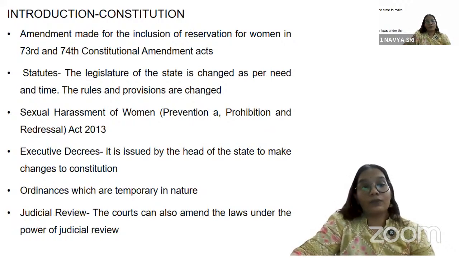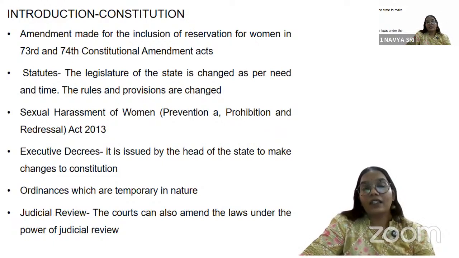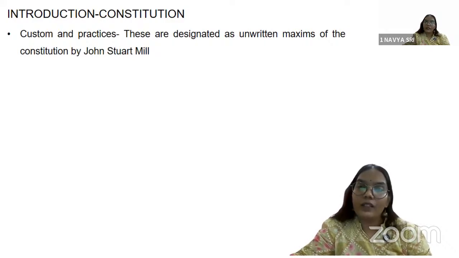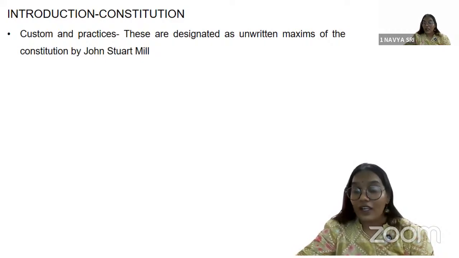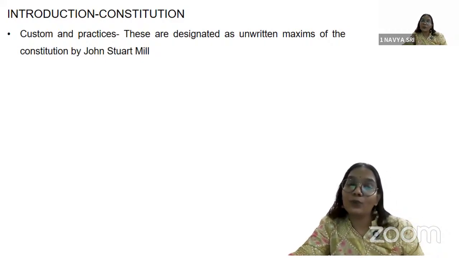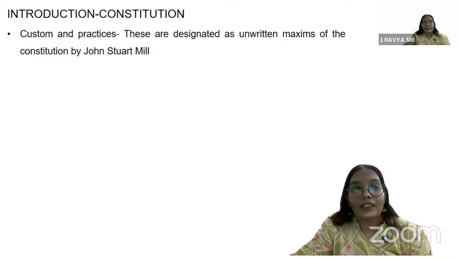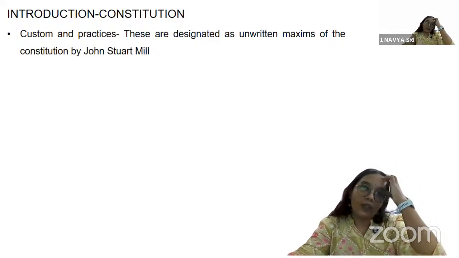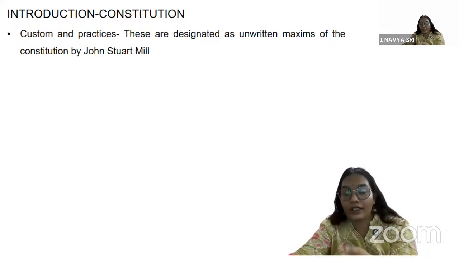So this is how judicial review also plays a part in changing the structure of the constitution, once the court thinks that the provisions made are against the spirit of the Constitution. Now, custom and practices is another most important thing. As said by J.S. Mill, these are designated as unwritten maxims of the Constitution. How? Because of custom and practice, how did we adopt the parliamentary system of government? We could have gone for a presidential system also, but we went for the parliamentary system because we had the custom and practice of colonial rule following a parliamentary system in provinces and autonomous states, the center and the state.